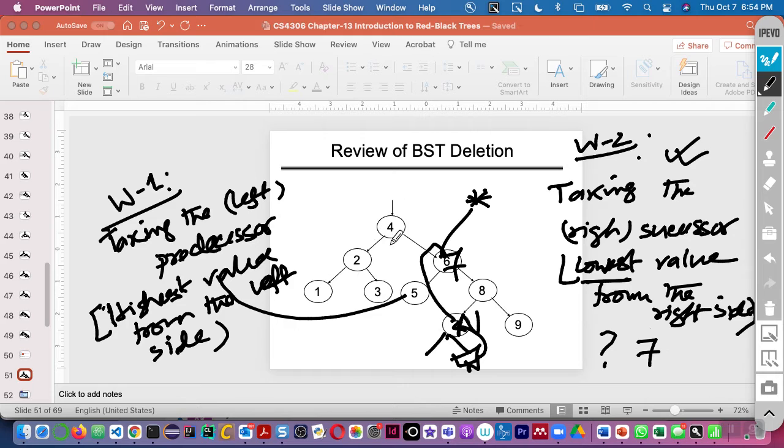Similarly, what if you want to delete 4? How did you do it? 5 would go into the 4, right? 5 is the successor from the right side. Then instead of 7 over here, 5 would go over here, and 5 would be the root. This is the way we delete in a BST.